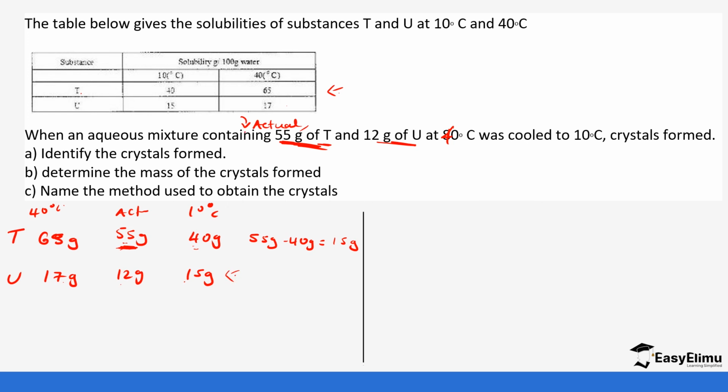So the first question is to identify the crystals. We form crystals of T. Determine the mass of the crystals formed. We have already calculated. It's going to be 15 grams. And then name the method. The method is called fractional crystallization.